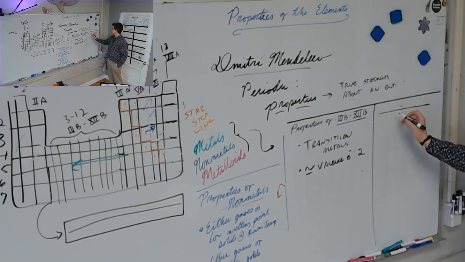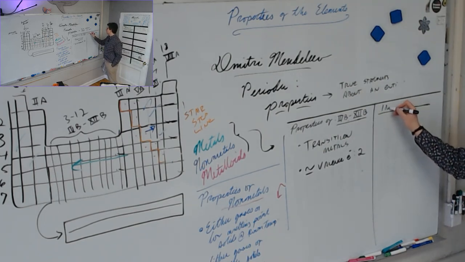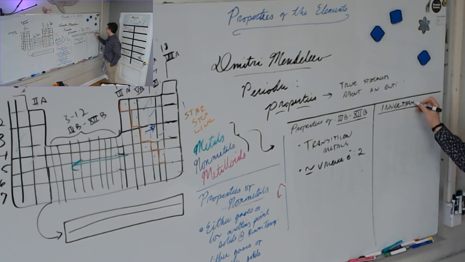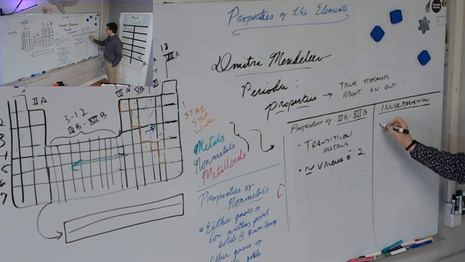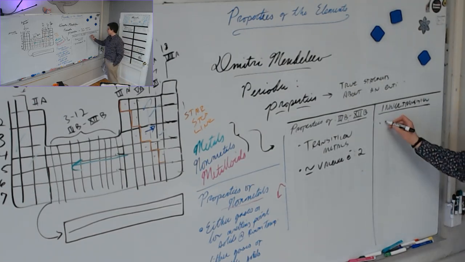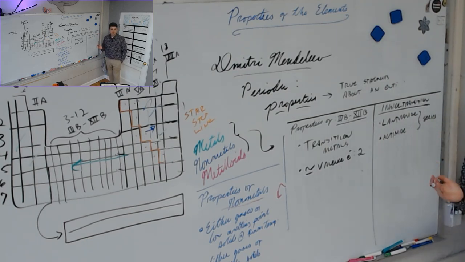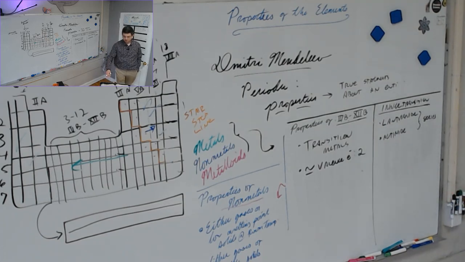And then we're going to call these two chunks down here the inner transition. That's these two that are sometimes taken out. We call the top one the lanthanide series after its first one, lanthanum, and the bottom one the actinide series. Just know where those are for now. We'll talk more about them in chemistry, but for now, just know where those are.